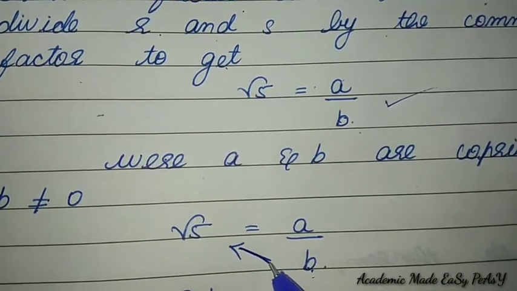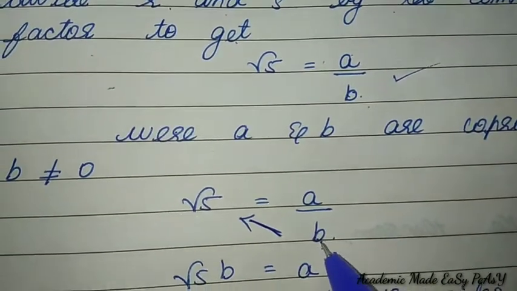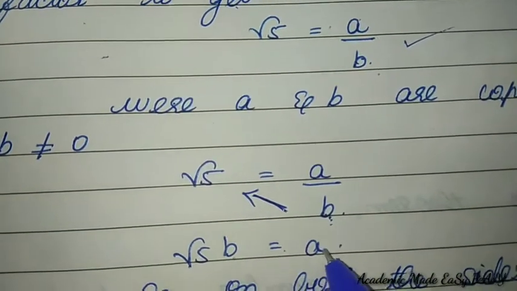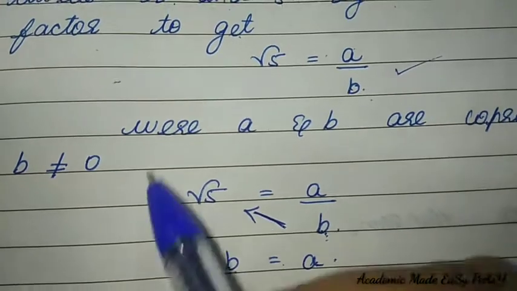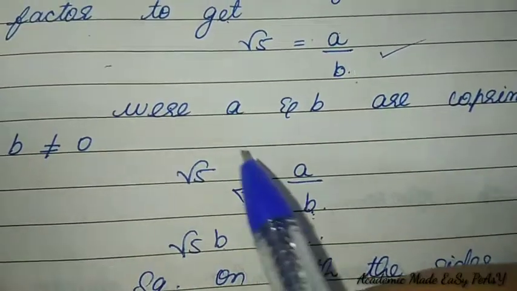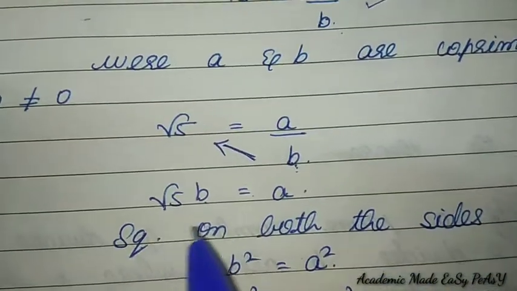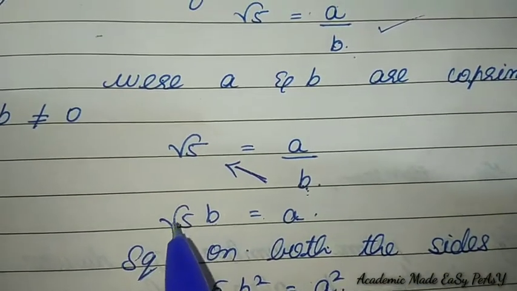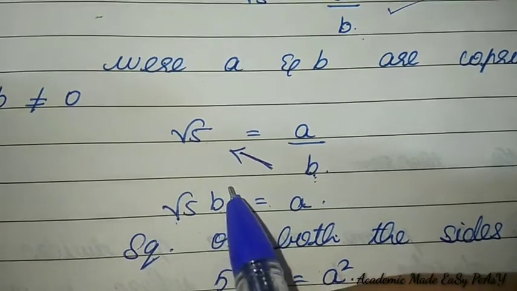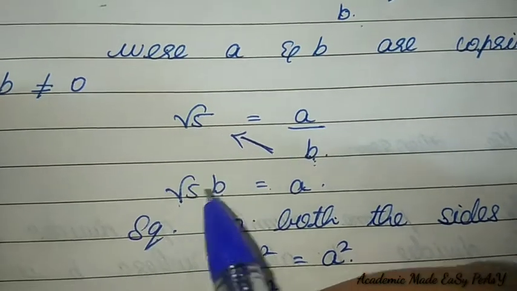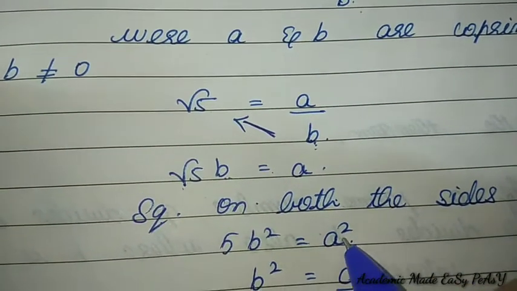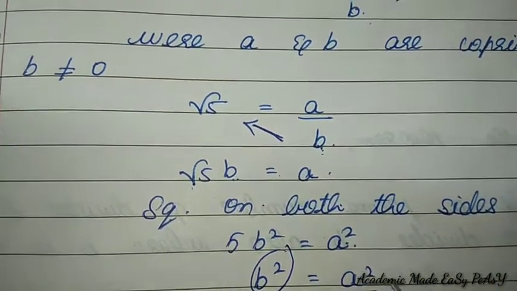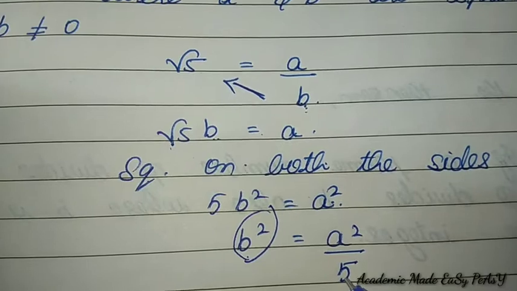The next step will be cross multiplying. If I cross multiply, I will get root 5 b is equal to a. This is all due to our assumption. Next step is squaring on both sides. After squaring, the root will be removed and I will get 5b square is equal to a square. Keeping only b square, I will have b square is equal to a square by 5.